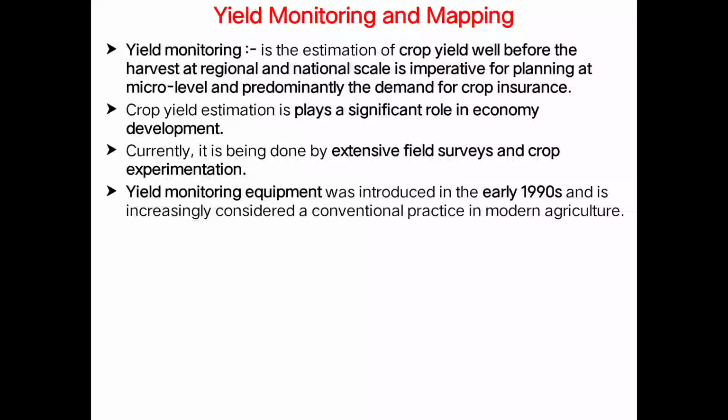Then next important concept, that is the yield monitoring and the mapping. So in that, firstly, yield monitoring, that is the estimation of the crop yield well before the harvest at regional and the national scale, which is imperative for the planning at a micro level and predominantly the demand for the crop insurance. Then, the crop yield estimation plays the significant role in the economy development. Currently, it is being done by extensive field survey and the crop experimentation.